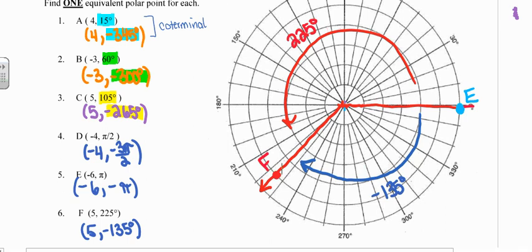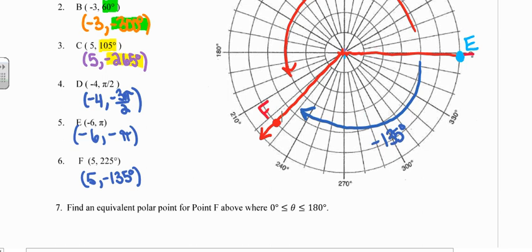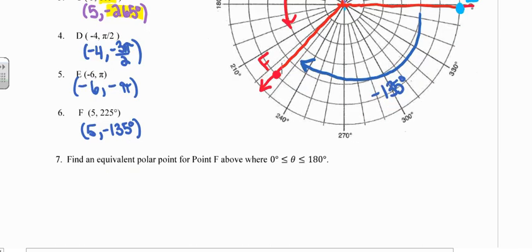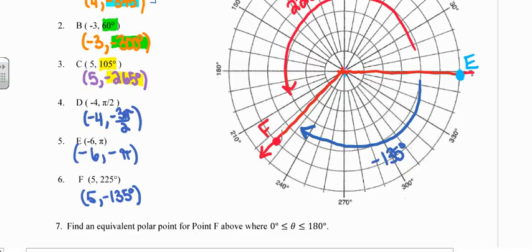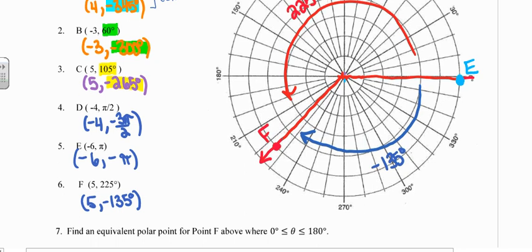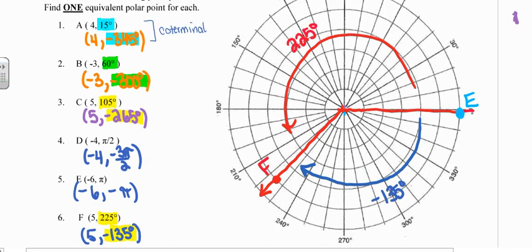All right, perfect. Last thing I want to talk about is number 7. It says find an equivalent polar point for point F where theta is between 0 and 180. All right, so let me go back and backtrack here. Notice that both of these angle measures for letter F, one of them is greater than 180, one of them is totally not even between 0 and 180. We want our theta to range between 0 and 180. So in other words, how could we name that point F?